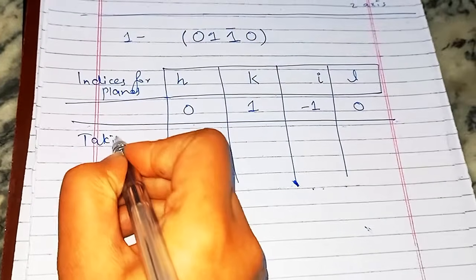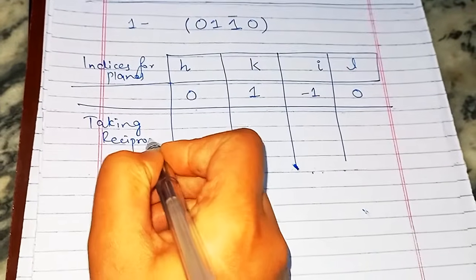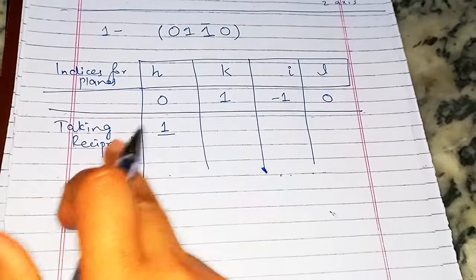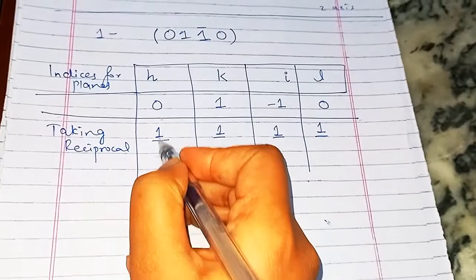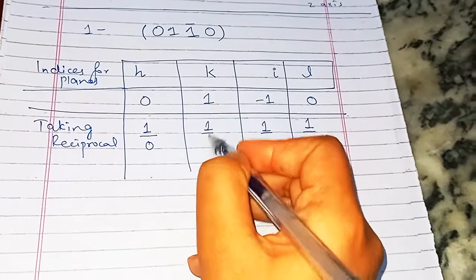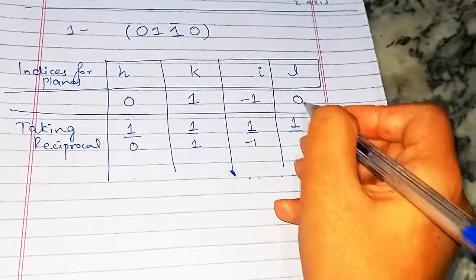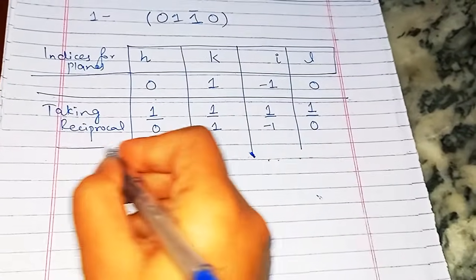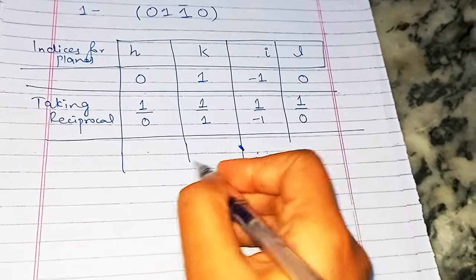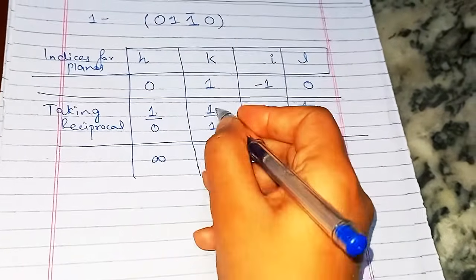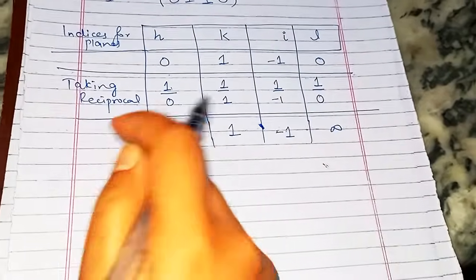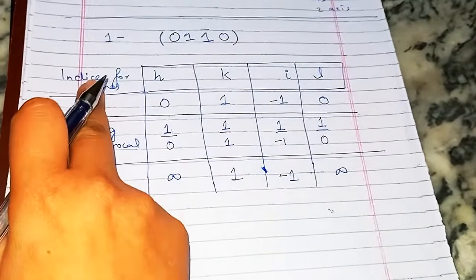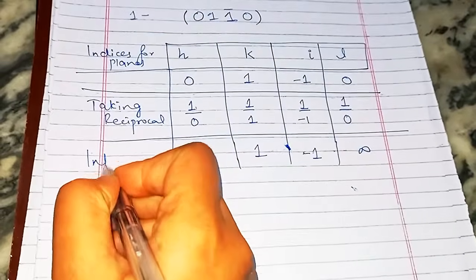Next, we'll take the reciprocal of each of these indices. Reciprocal means dividing 1 by the index. So it's 1 divided by 0, 1 divided by K, which is 1, 1 divided by -1, and 1 divided by 0. What result do we get after taking the reciprocal? 1 over 0 is infinity, 1 over 1 is 1, 1 over -1 is -1, and 1 over 0 is infinity. After taking the reciprocal of the indices, we get the intercepts.